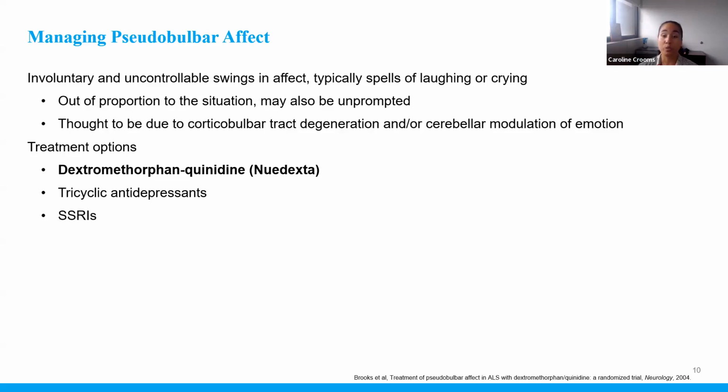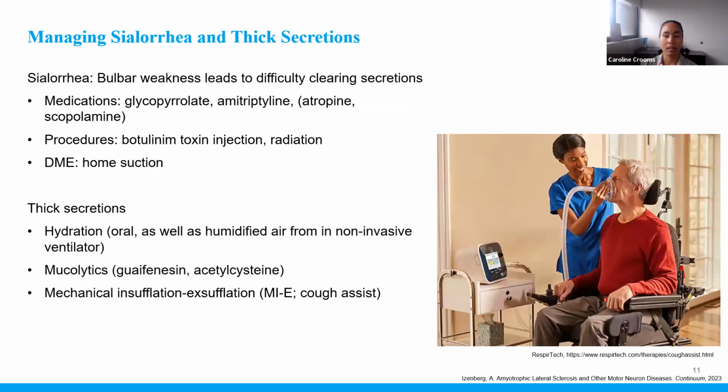There are a few treatment options. So Nuedexta is really the one that has been shown to work in a clinical trial, but sometimes people will use tricyclic antidepressants or SSRIs. Sialorrhea and thick secretions are really big, really uncomfortable. So the sialorrhea, as I mentioned, is from bulbar weakness leading to difficulty clearing secretions, so people can have drooling. Medications, I would say most often we use glycopyrrolate or a tricyclic antidepressant like amitriptyline or nortriptyline. Atropine and scopolamine can be used, but I have them in parentheses because they're not necessarily as well tolerated, and we don't want people to have the anticholinergic effects.